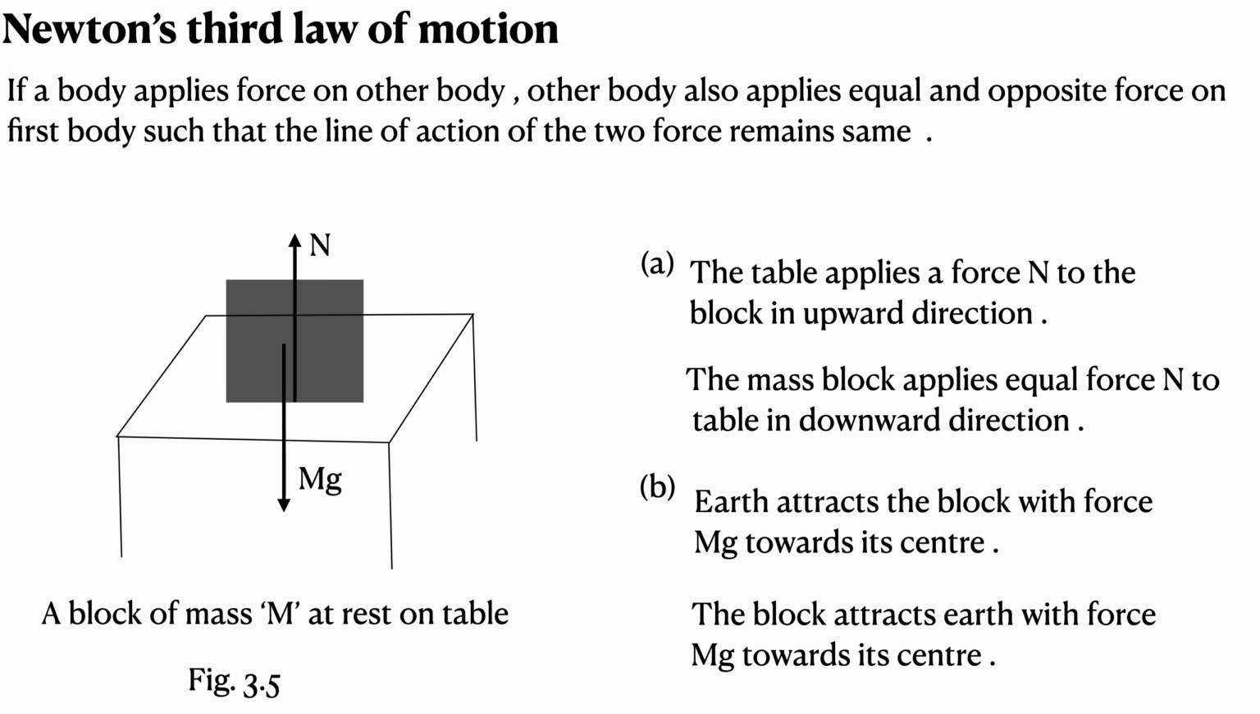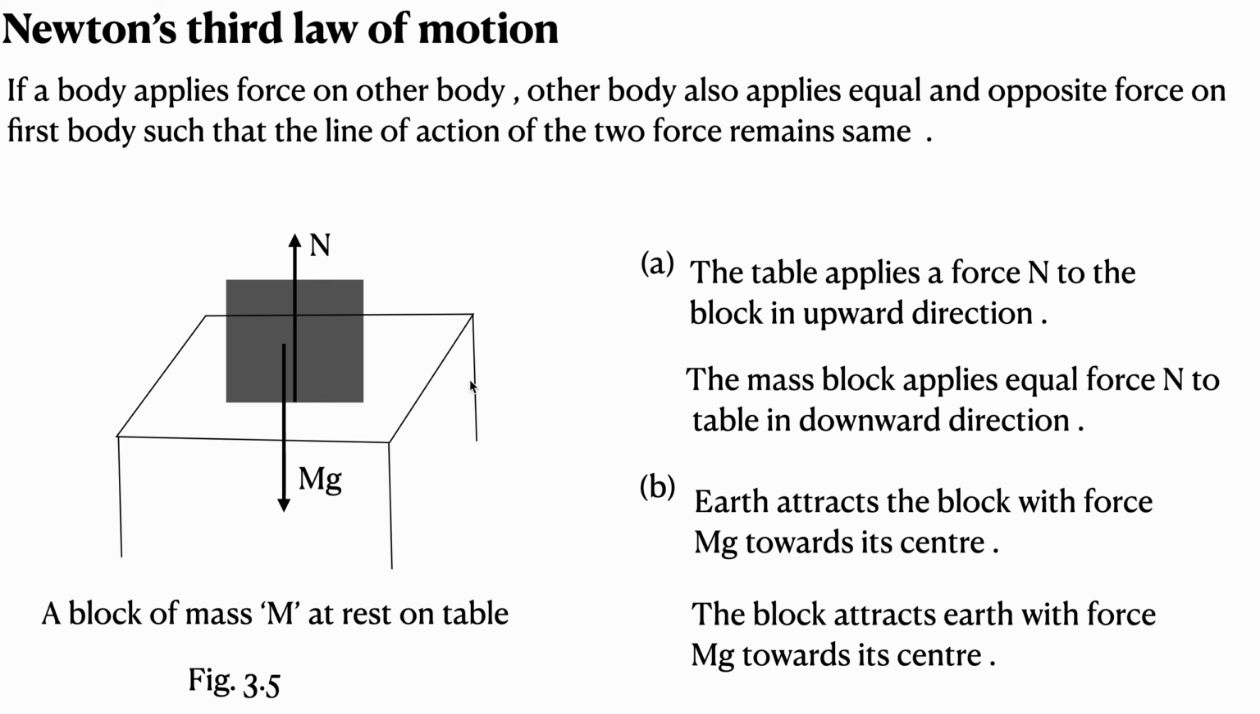Newton's third law of motion. If a body applies a force on another body, the other body also applies an equal and opposite force on the first body, such that the line of action of the two forces remains the same. In the figure shown, a mass block is kept on a frictionless table. The forces acting on the mass block are the normal force in the vertically upward direction and the gravitational force mg in the vertically downward direction. The normal force is exerted by the table on the mass block.